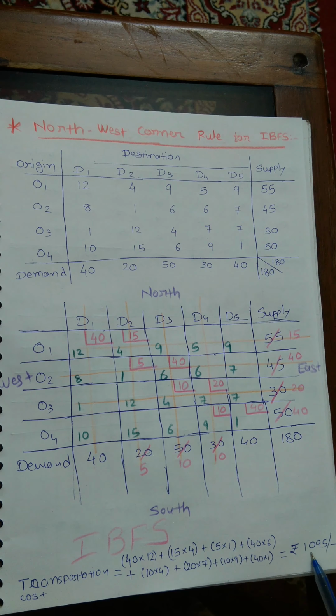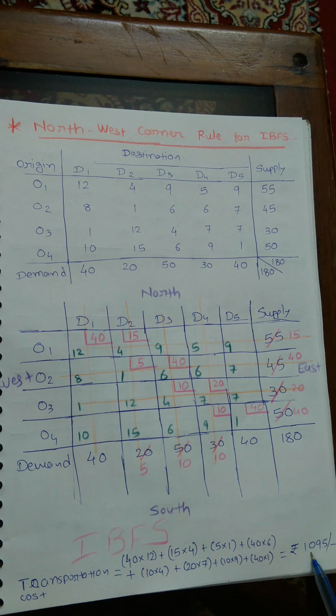So let us start with the northwest corner rule. We have seen this problem already and we stopped at this table. After that I calculated the transportation cost from the given table. So how can we calculate transportation cost? 40 cross 12 plus 15 cross 4 plus 5 cross 1 plus 40 cross 6 plus 10 cross 4 plus 20 cross 7 plus 10 cross 9 plus 40 cross 1.